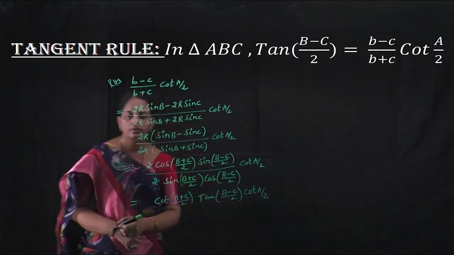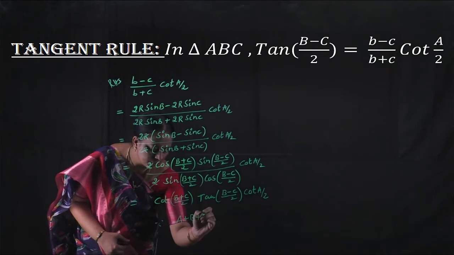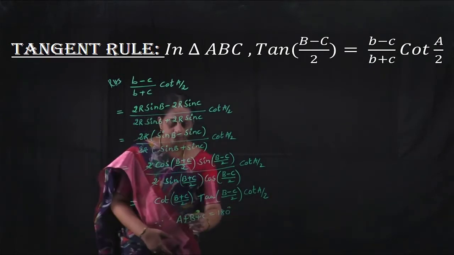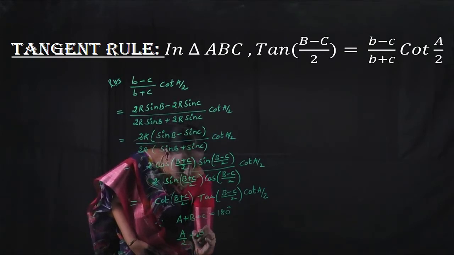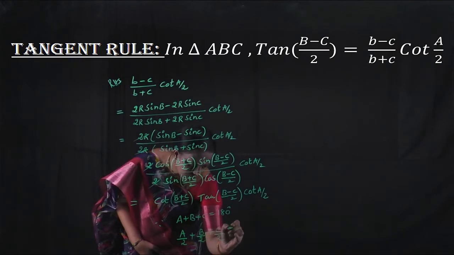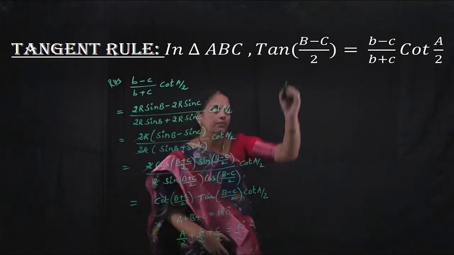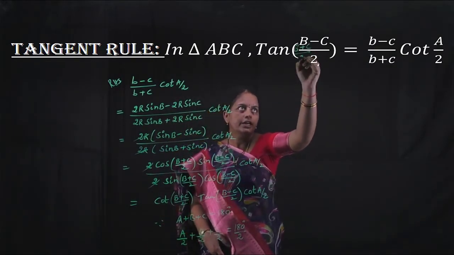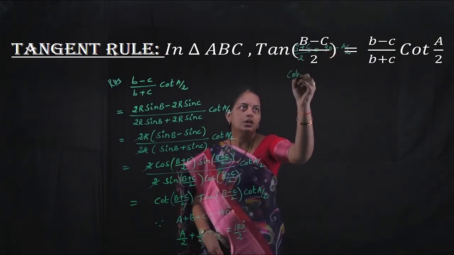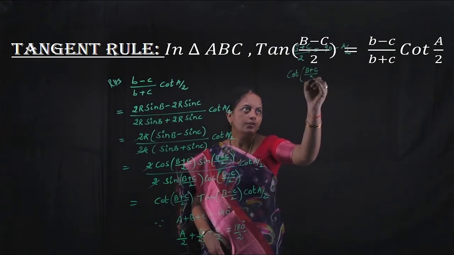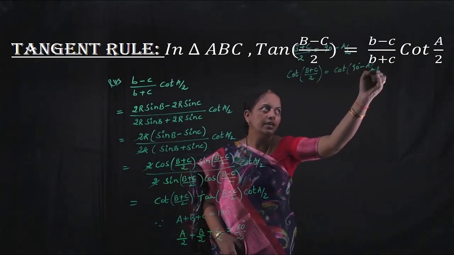And we know that in triangle ABC, A plus B plus C is equal to 180. Dividing both sides by 2, we get A by 2 plus B by 2 plus C by 2 is equal to 180 by 2. From this, we can write (B plus C) by 2 is equal to 90 minus A by 2. By applying cot on both sides, we get cot of (B plus C) by 2 is equal to cot of 90 minus A by 2.